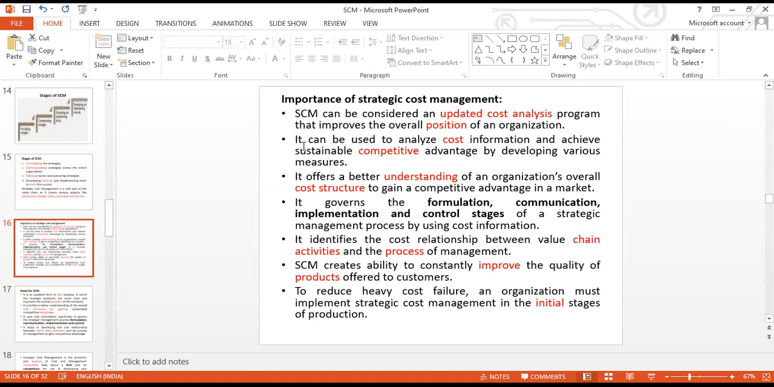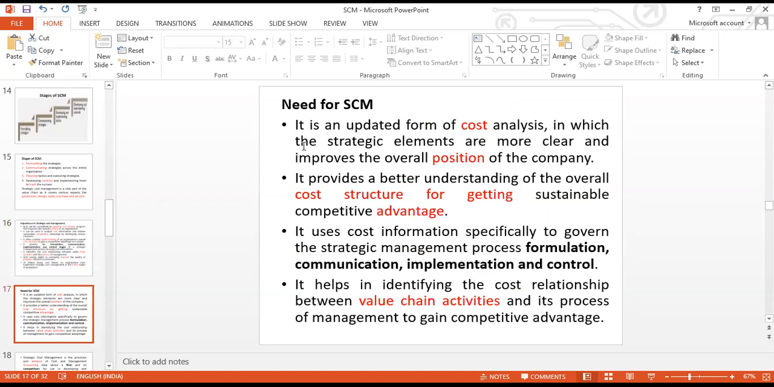Getting this? So this is the strategic cost management. I should not rely on one supplier. I should not rely on one vendor. Again, I have to change my policies every year, and these policies will be in the best interest of your organization.